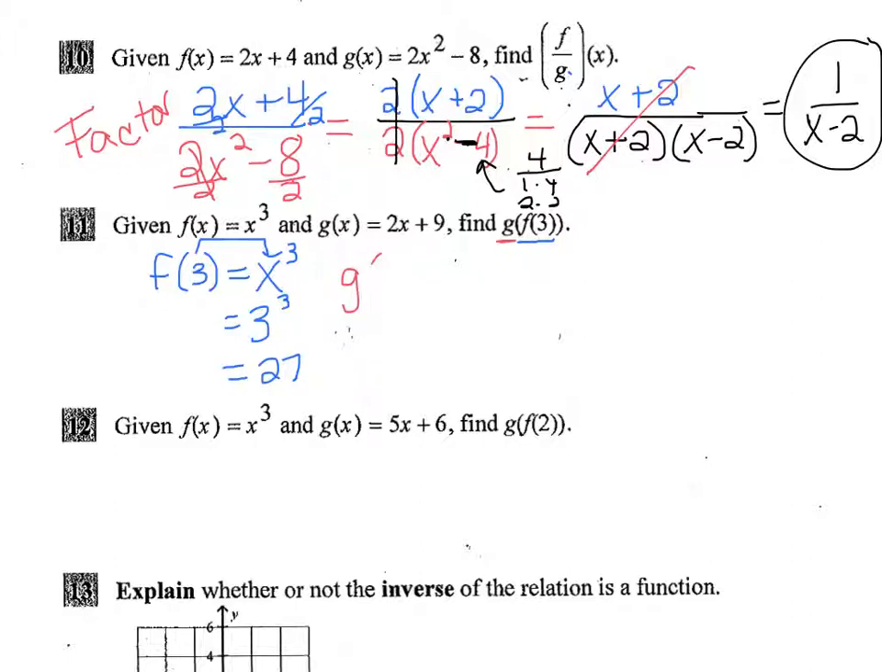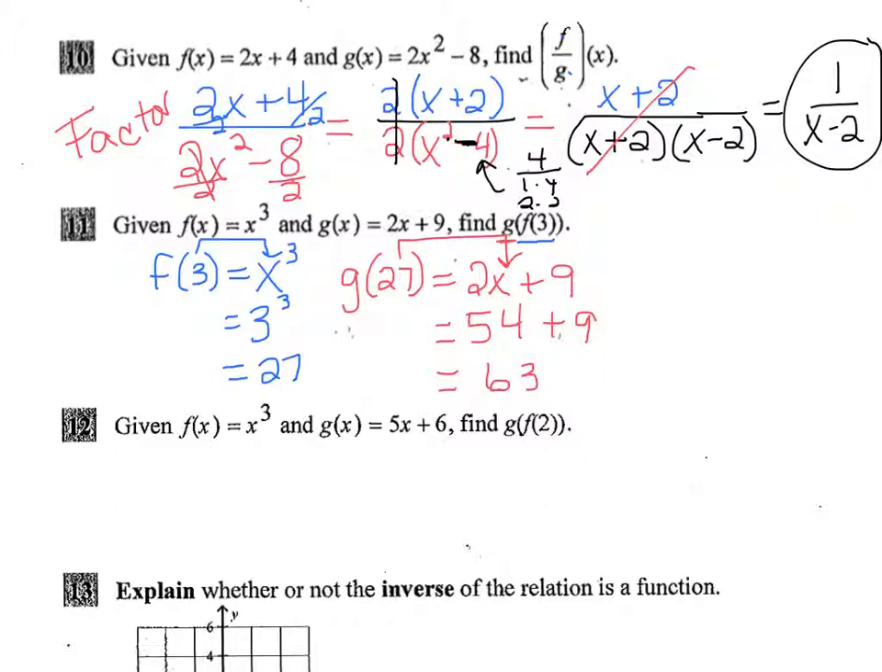Now we're going to take that and plug it into the g function. So g of 27. So the g function is 2x plus 9. We'll plug the 27 in. We'll get 2 times 27 is 54 plus 9, and our final answer will be 63.